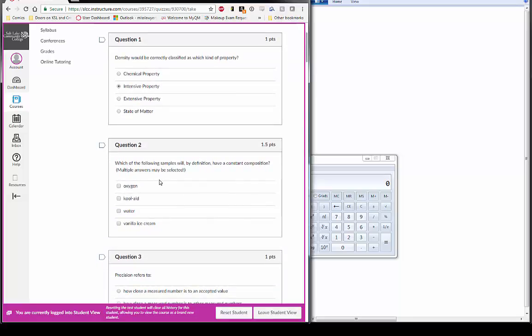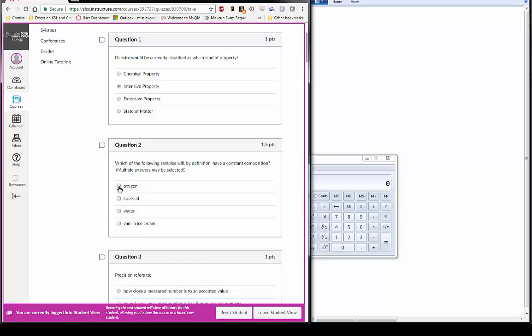Next, which of the following samples will, by definition, have a constant composition? What we're looking for here are pure substances. Pure substances have a constant composition and unique properties. That is the definition of a pure substance. And the types of matter which we look at as being pure substances, those which have constant composition and unique properties, are elements and compounds. So we're only looking for elements and compounds here. We can eliminate anything that is a mixture.